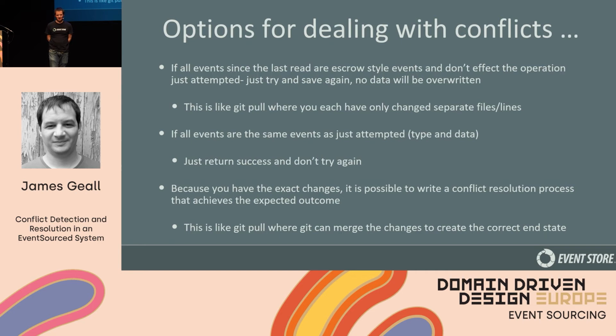So the first thing you can do, if all operations that have occurred since you last read your state are escrow, and you determine that by understanding your application. There is no event store product out there that will ever be able to understand your application without you telling it something. So you have to do that work. You can just go ahead and try and save the events again, because nothing is going to change the state to something it shouldn't be. You're not going to lose the history of what happened as you would in something like a document store or RDBMS. You have the full history. You know that those operations don't conflict.